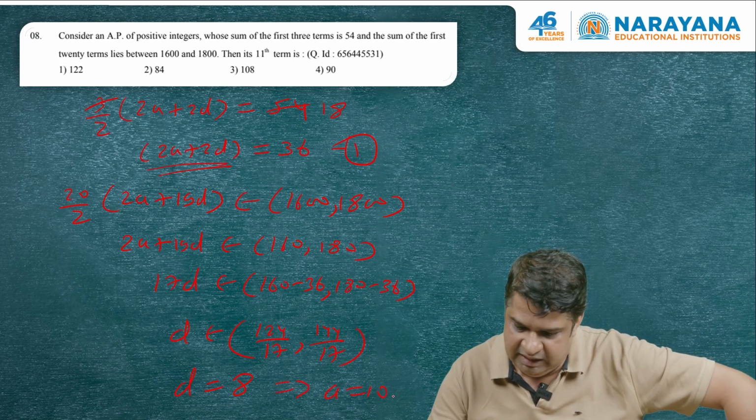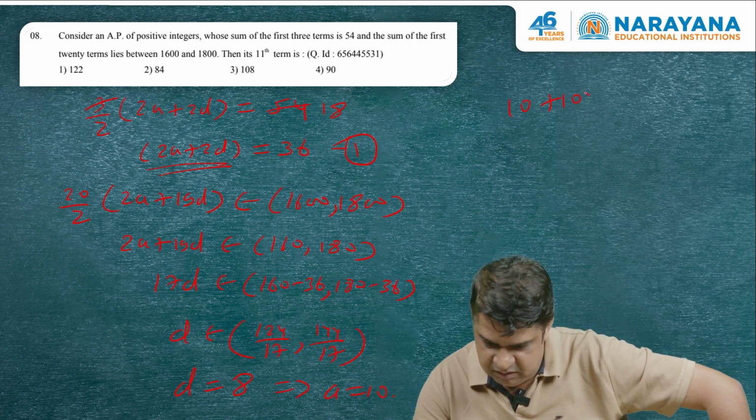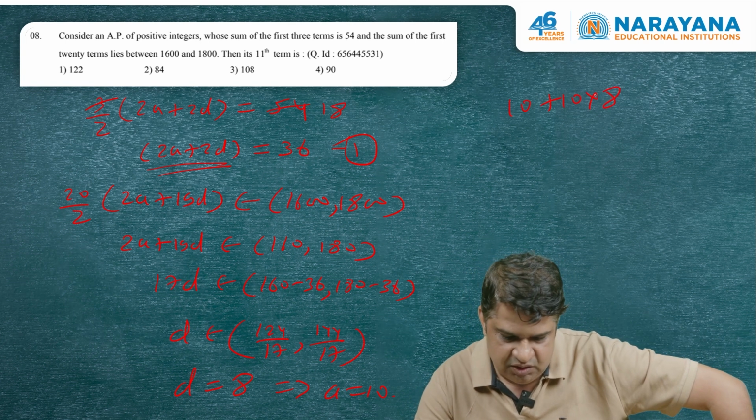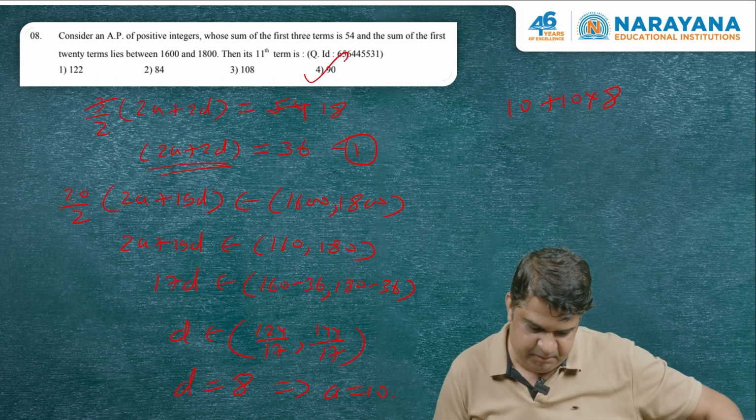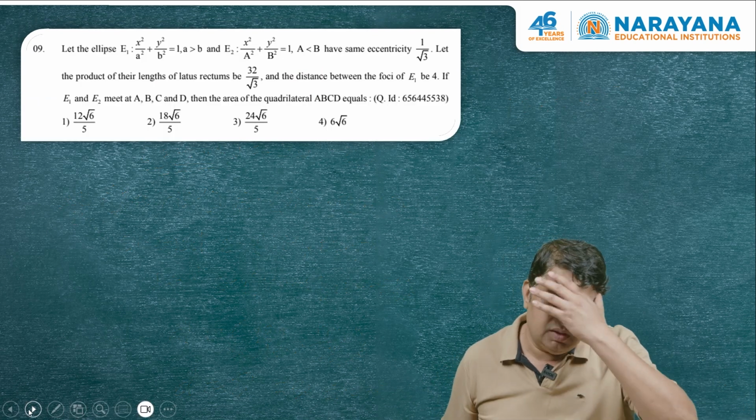Now, what do we need? 11th term. So, 11th term will become a plus 10 into d. So, it is equal to 90. So, now move to another question.